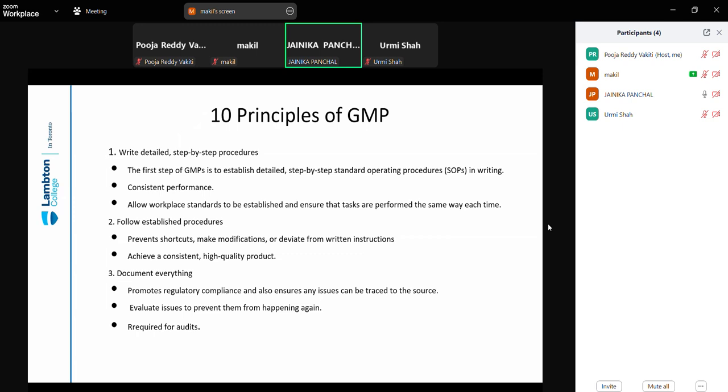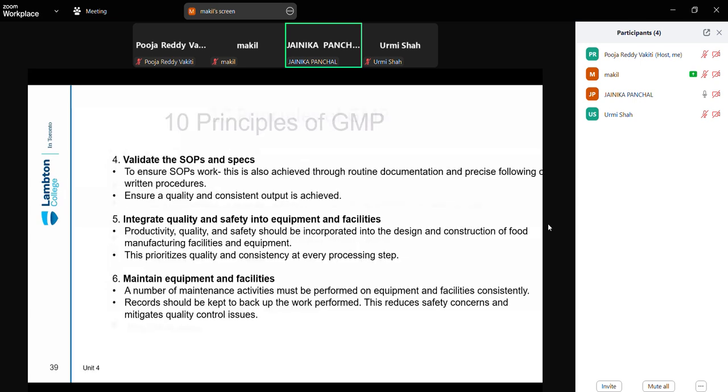Fourth one, next please. Yeah. So the fourth one is to validate the SOPs and specifications. Simply having procedures is not enough. They need to be tested and validated regularly. This can ensure that SOPs are effective and consistently produce high quality results.